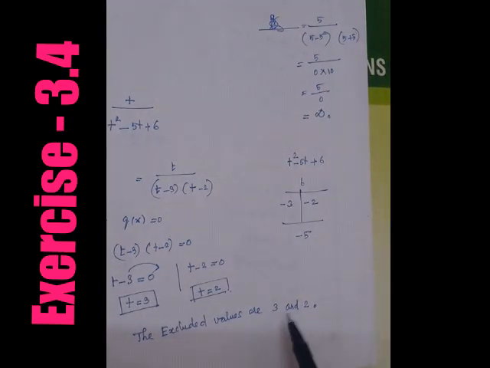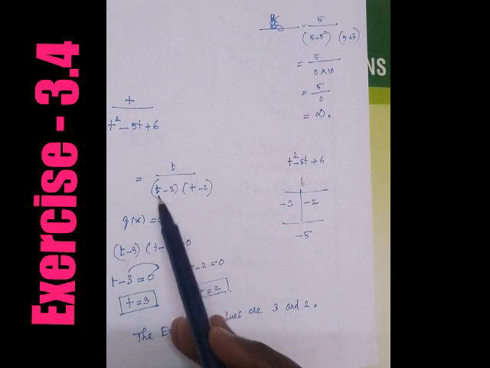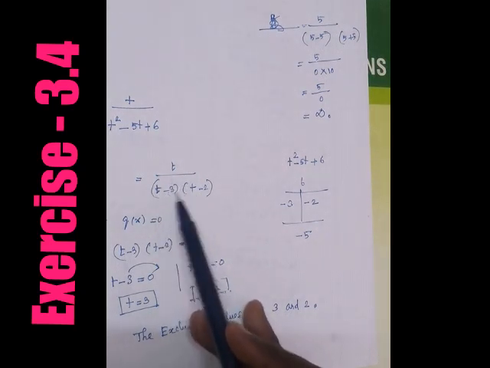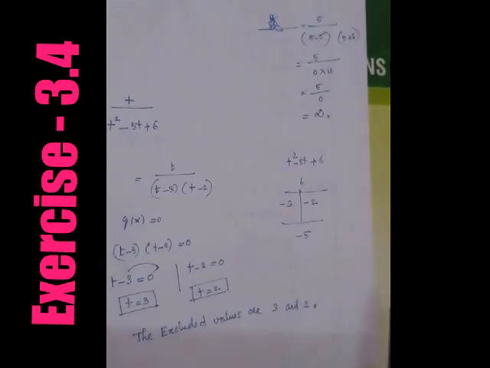If you replace, instead of t plus 3, replace this 3: 3 minus 3 is equal to 0. 0 into anything is 0, so any value divided by 0 is not defined. So this 3 and 2 are the excluded values.